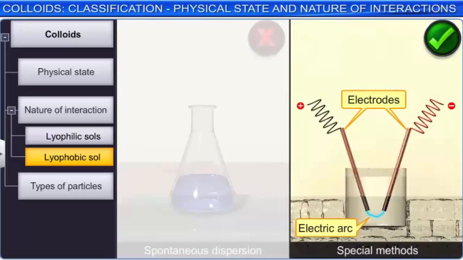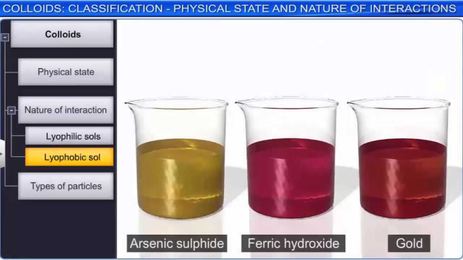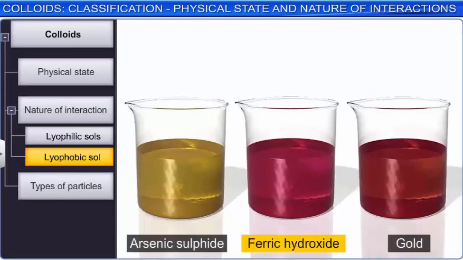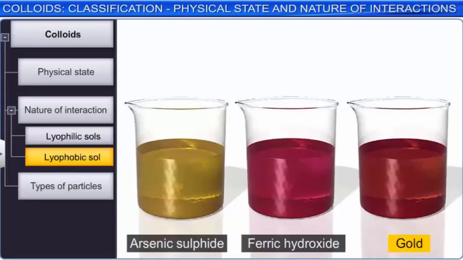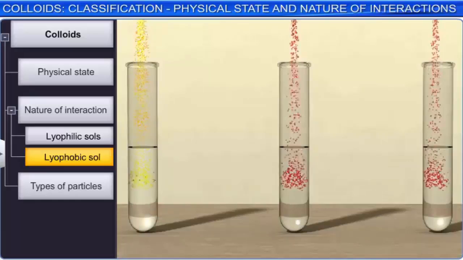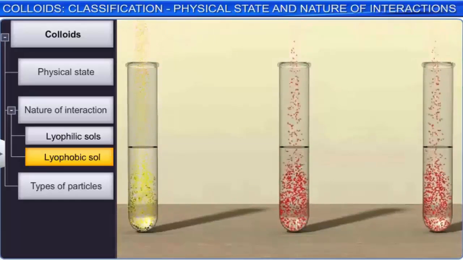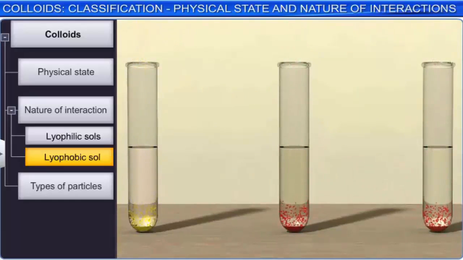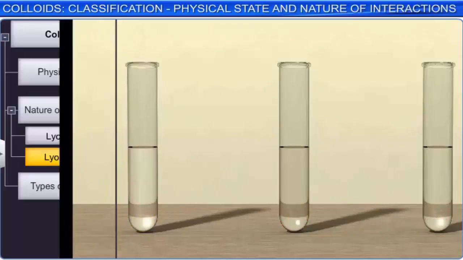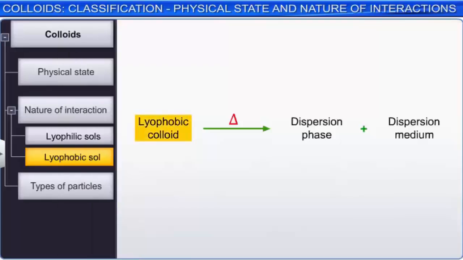Arsenic sulfide, ferric hydroxide, gold, and other metals form lyophobic colloids. These metals are sparingly soluble, and thus their molecules do not pass readily into the colloidal state. Lyophobic colloids are also known as irreversible colloids because the residue obtained by evaporating the dispersion medium cannot be converted back into a sol through ordinary means.